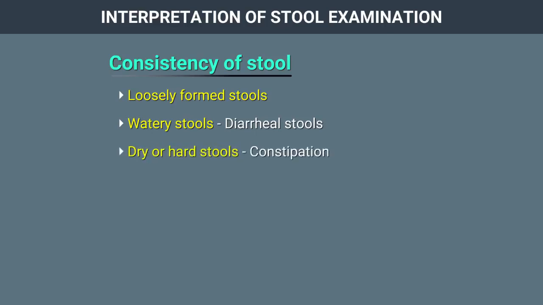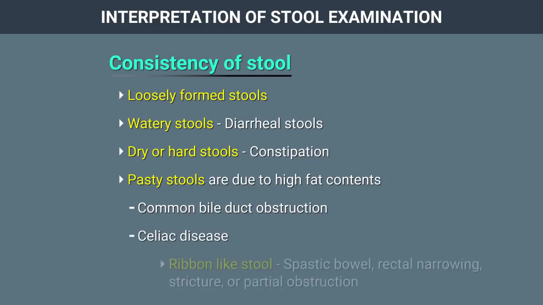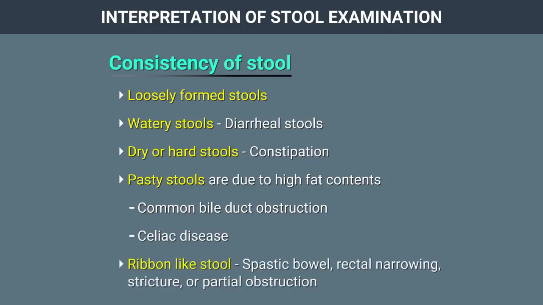as seen in constipation, pasty stools due to high fat contents and seen in common bile duct obstruction or celiac disease. Ribbon-like stool suggests the spastic bowel, rectal narrowing, stricture or partial obstruction.